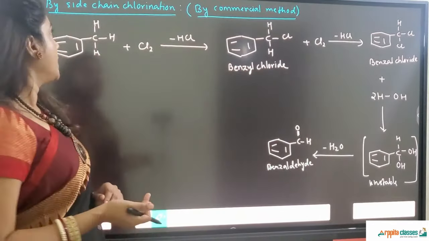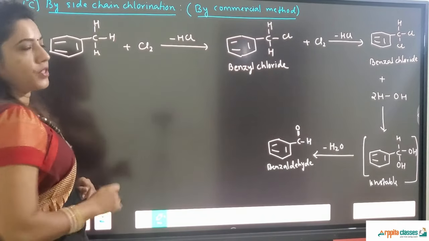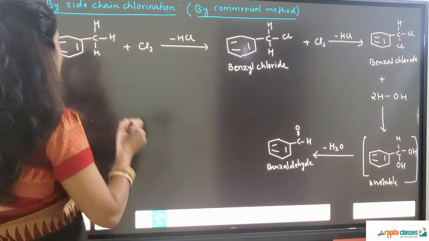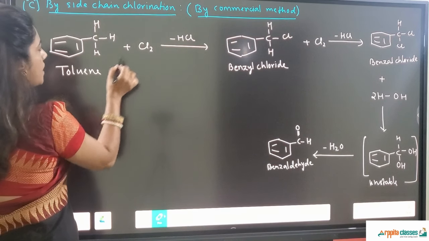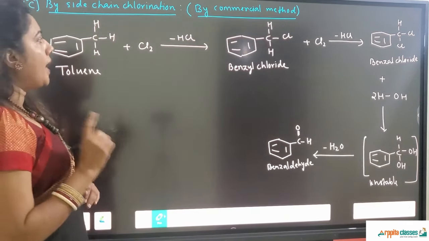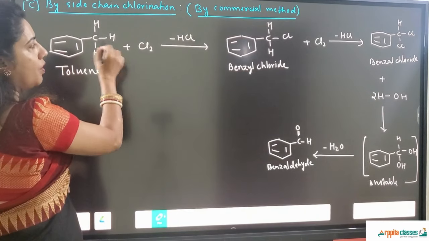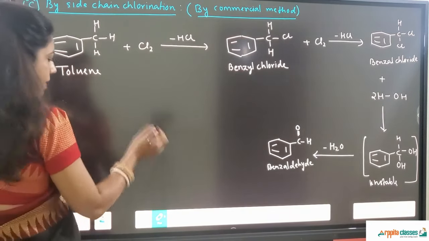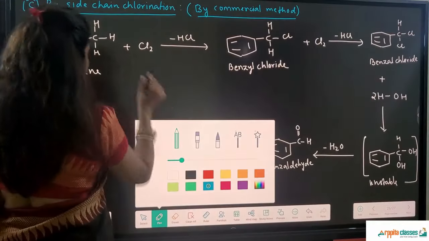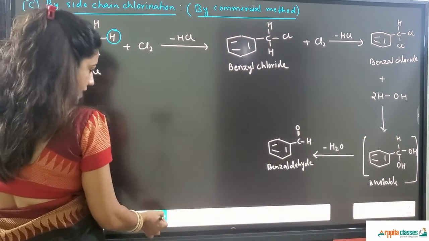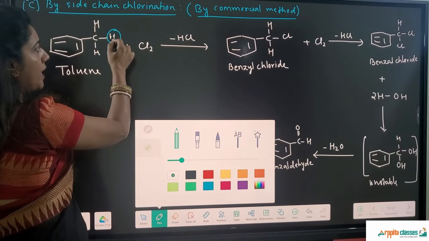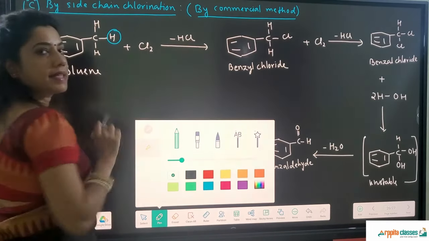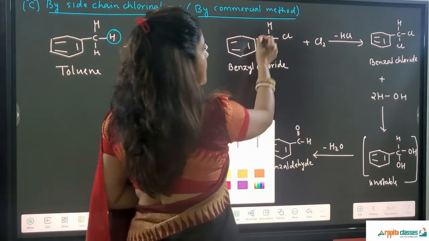The next preparation is by the side chain chlorination, which is a commercial method. Again our substrate is toluene, which is treated with chlorine. One of the hydrogens from here will be substituted by chlorine. So suppose this hydrogen is substituted by chlorine, and this hydrogen will be liberated as HCl. So we are getting benzyl chloride.